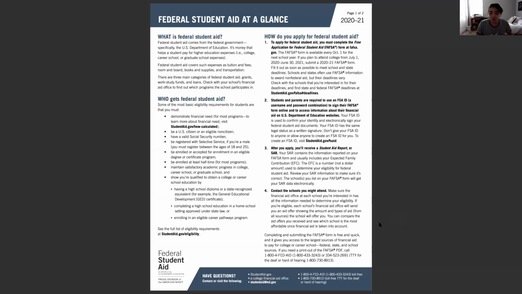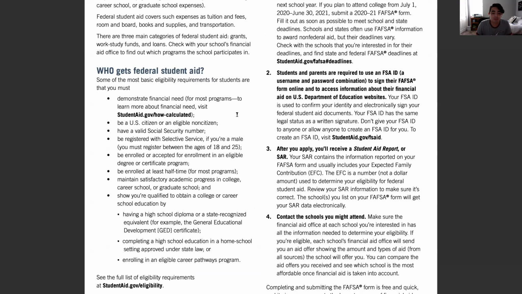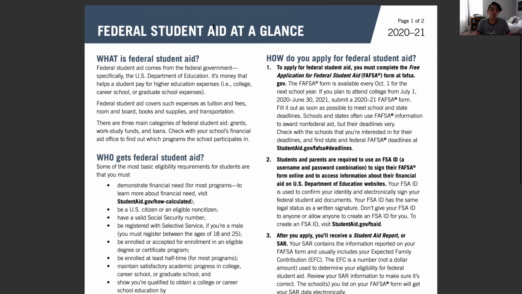Lots of different words, but I just want to show you a couple of different pieces. First we're going to start off with: what is federal aid? Federal aid is anything that comes from the federal government. The FAFSA determines your federal aid, but it also might determine your state aid, depending on which state you are applying to or going to school in. The three main categories of federal aid are grants, work study funds, and loans.